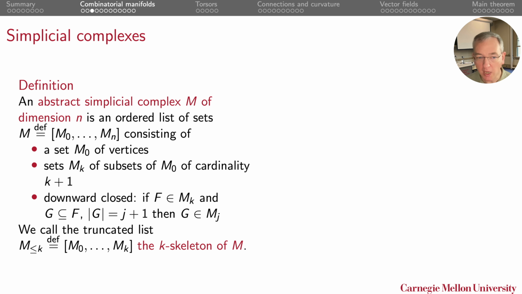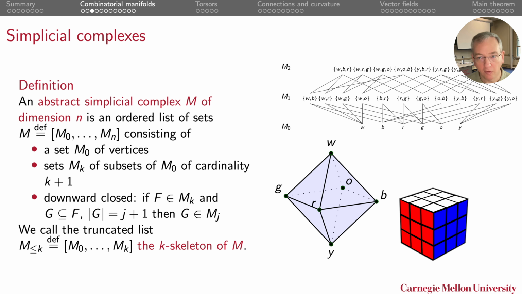We can also truncate this ordered list at dimension k, and not all the way up to n. And that's called the k-skeleton. And we denote it like this with the less than or equal to. So an example on the upper right here, it would be just to emphasize the abstract nature as opposed to the pictures below. It's M_0 in the case of the diagram in the upper right. I've got 6 elements. And then M_1 consists of certain 2-element subsets, and M_2 consists of certain 3-element subsets.